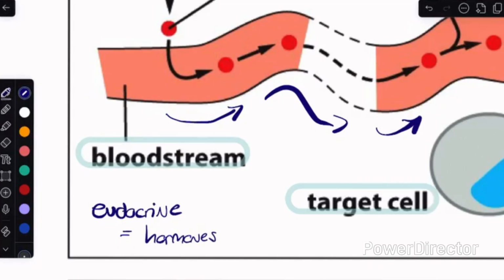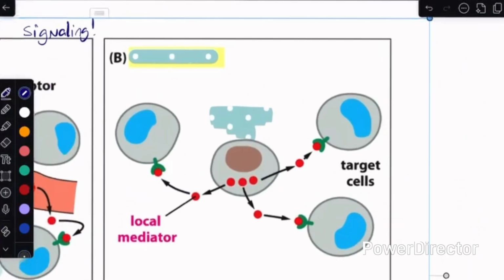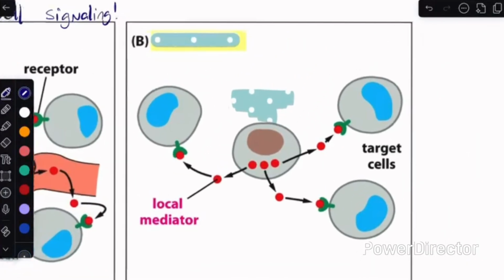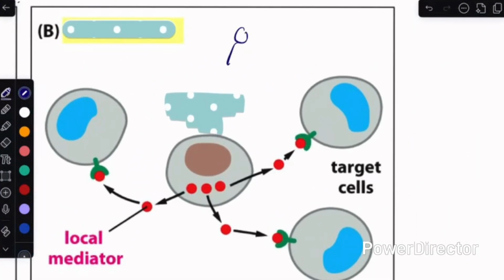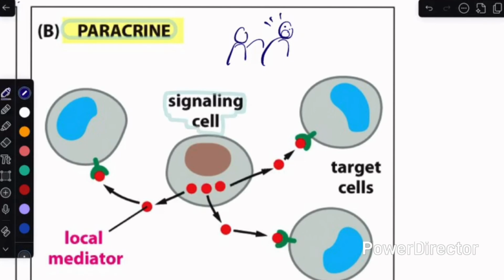Now, let's say you're standing close to your friends and you want to get their attention. You can simply tap their shoulder to send a signal. And guess what? Paracrine signaling works the same way. In paracrine signaling, it is the complete opposite of endocrine, and it instead works over short distances through diffusion.